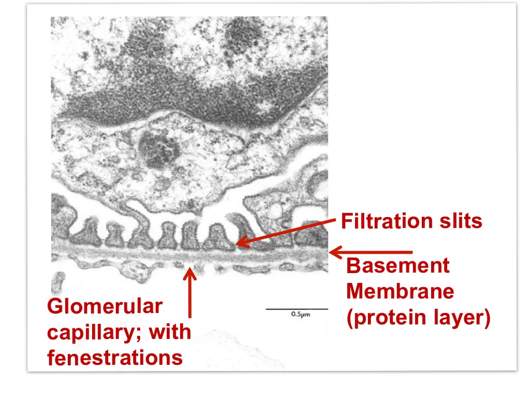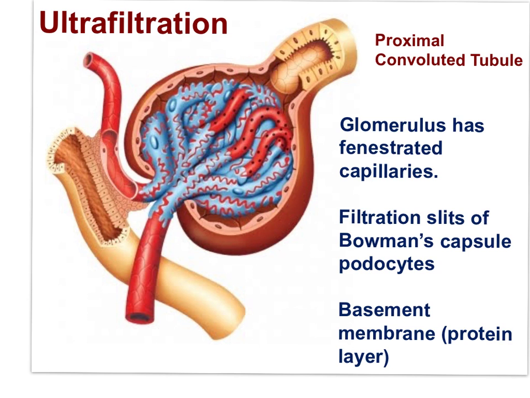Here's another micrograph cross-section. The blood is flowing here. These are glomerular fenestrations. Here is the basement membrane, a protein mesh layer, and then the filtration slits formed of the podocytes of the inner wall of Bowman's capsule. Remember, red blood cells and large proteins cannot leave the bloodstream, but small molecules can exit to become filtrate, entering the nephron. Let's zoom out to look once again at the glomerulus surrounded by Bowman's capsule.